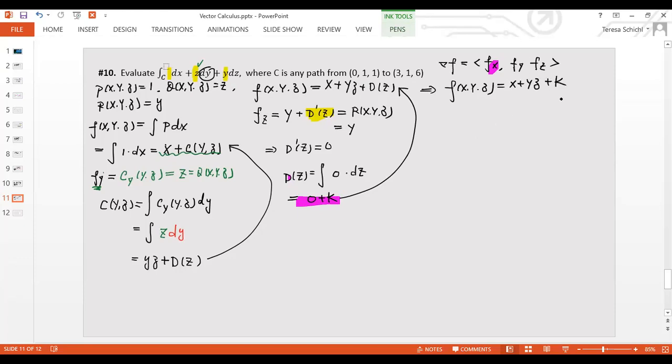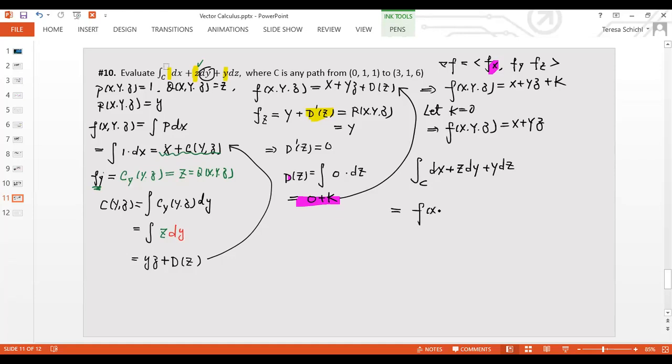Plus k, right? Now I can let k equal 0. So what is my function f of x, y, z? f of x, y, z is xz plus yz. Okay, and because this is a conservative field, because I can find this function, I can write this one as the integral of z dx plus z dy plus y dz, which is path independent, right?